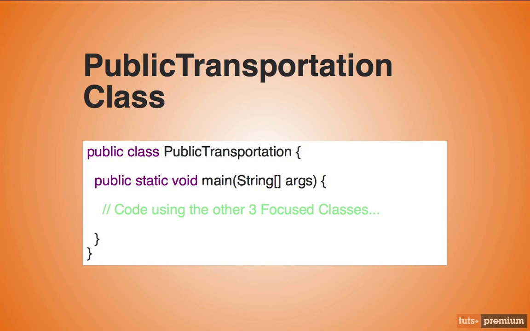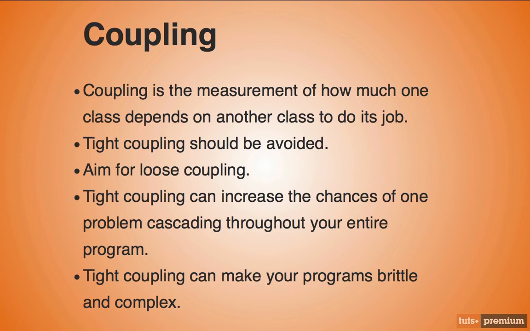Now let's move on to coupling. Coupling is kind of like the measurement of how much one class depends on another class to do its job. In our last cohesion example, our public transportation class depends on the other three classes in order to complete its task of setting up public transportation. You may then decide to use the bus driver class inside of the bus class. At that point, your bus class would then depend on that bus driver class.